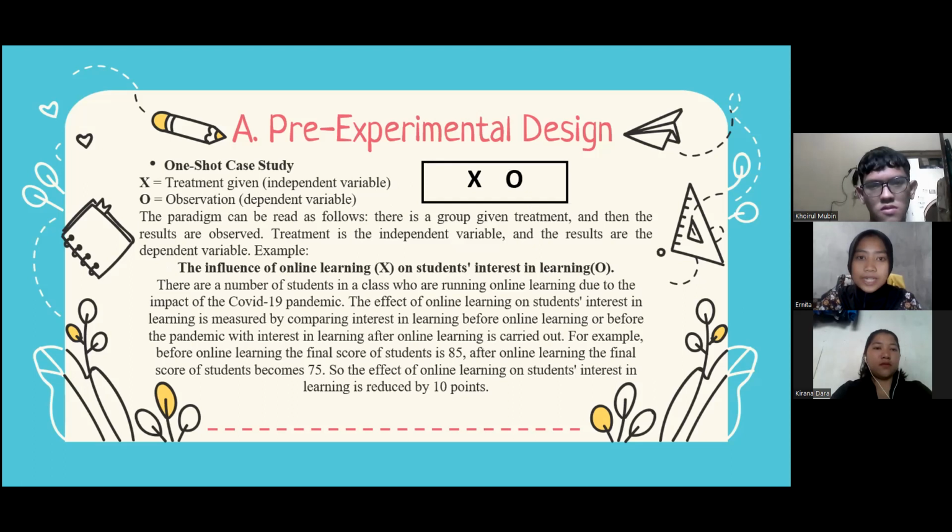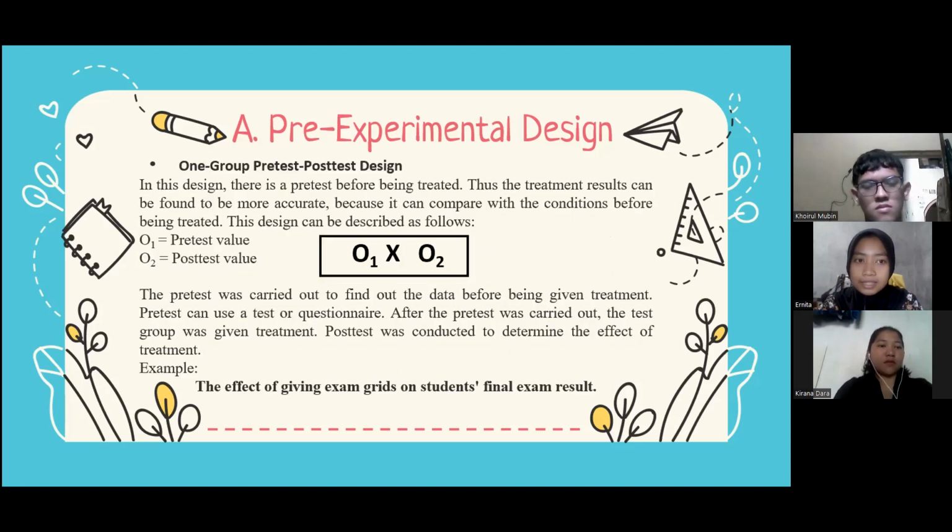Next, this is the first kind of pre-experimental design, that is one-shot case study. X as treatment given or independent variable, and O as observation or dependent variable. The example is the influence of online learning as X on students' interest in learning as O. Okay, the second kind of pre-experimental design will be explained by Kirana.